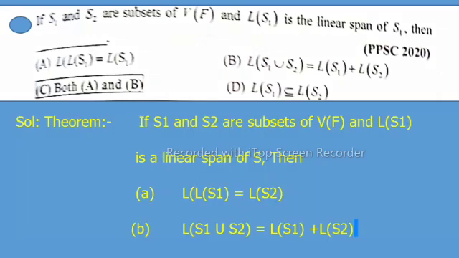In this lecture, I will solve Pakistan Public Service Commission 2020 MCQs, that is, if S1 and S2 are subsets of V(F) and L(S1) is the linear span of S1, then... Solution, that is theorem: if S1 and S2 are subsets of V(F) and L(S) is the linear span of S, then part A, that is L(S1) is equal to L(S2). B, L(S1 union S2) is equal to L(S1) plus L(S2). So option C is correct, both A and B, which is the required solution.